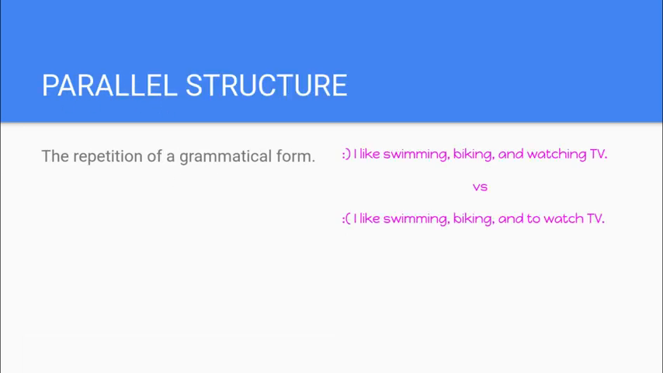Parallel structure, we will go more in depth on this one. But for now, just know it's the repetition of a grammatical form. So you always want to write in parallel structure. So a good example, I like swimming, biking, and watching TV, right? All my verbs are ing, ing, ing. This one is not parallel. The SAT would just rip me a new one for this. I like swimming, biking, and to watch TV, right? This is the one that doesn't match the other. So that would be wrong. But again, we'll look at that more in depth as we continue. That's kind of a more challenging one.